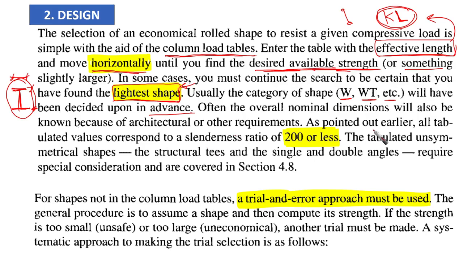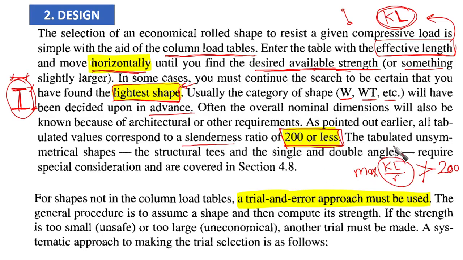As pointed out earlier, all tabulated values correspond to a slenderness ratio of 200 or less. This is another point that we need to take care of. The slenderness ratio, KL over r, should not go beyond 200, as we said, and you are going to find in the table that it ends with some solid lines there.